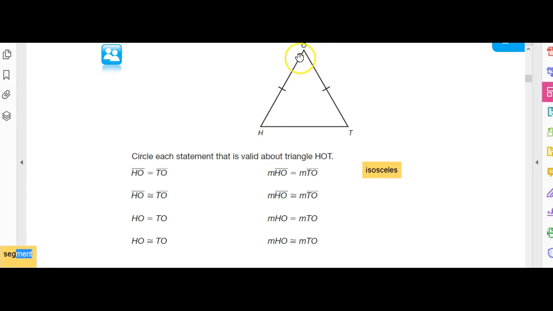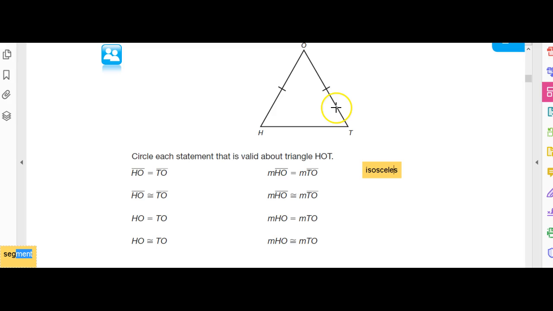So we have here a triangle. We've got two sides marked, so these two sides are equal. They're marked congruent, that the sides are congruent, rather. They're equal in length, and so this would be an isosceles triangle. Now we have to see which statement is valid. This says segment HO is equal to segment TO. I hope you got this right, but that one is not valid.